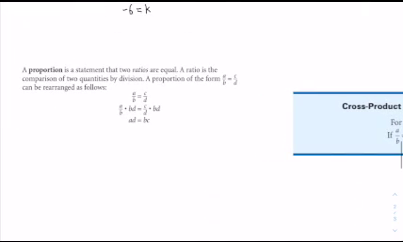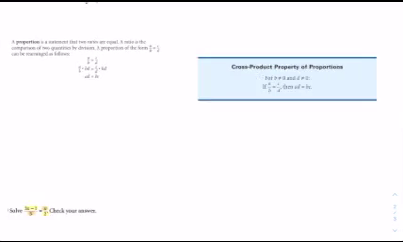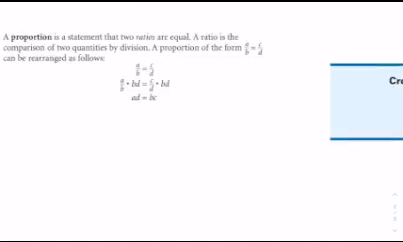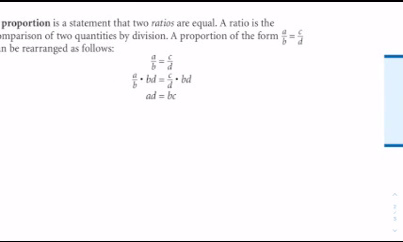A proportion is a statement that two ratios are equal. A ratio is the comparison of two quantities by division. A proportion of the form a over b equals c over d can be arranged as follows. a over b is equal to c over d, and a over b times bd equals c over d times bd, and ad would equal bc.